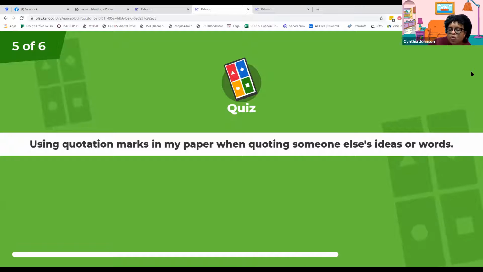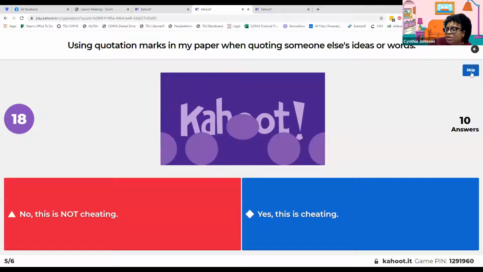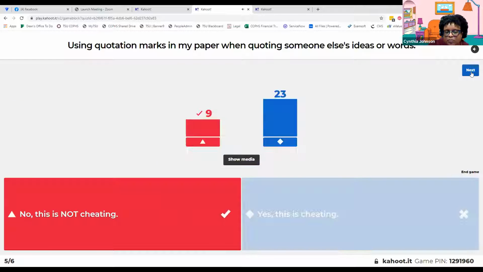But what about if I put quotation marks in my paper when I'm quoting someone else's ideas or words? I caught you guys on that one. If I use quotation marks and I'm citing my sources, that would not be considered plagiarism because I am citing, I am telling you where I got those ideas and words.